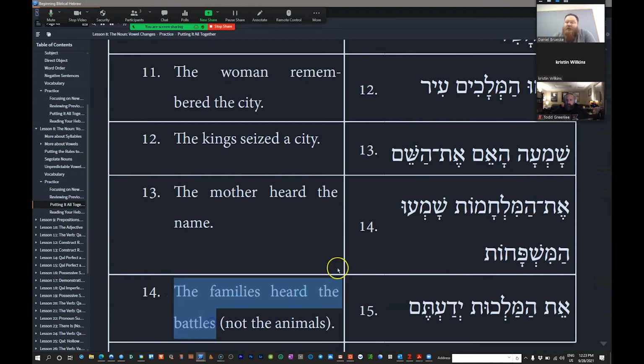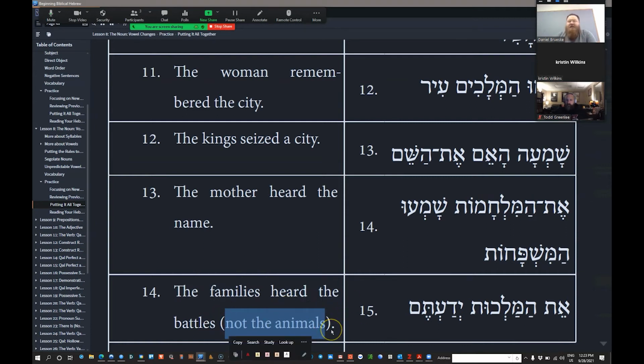Again, on the quizzes, if you get a sentence like this, you should not put anything in parentheses here. The only reason he's doing that is to kind of show you that the sentence is emphasizing the direct object. The battles is what the family heard, not something else. And so he just throws in randomly animals as opposed to battles or something. But again, that is not in the Hebrew at all.